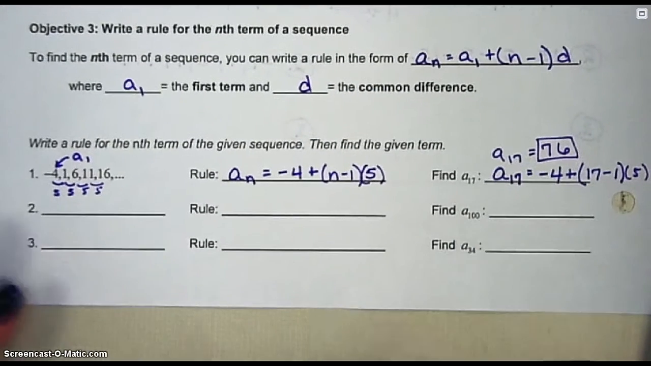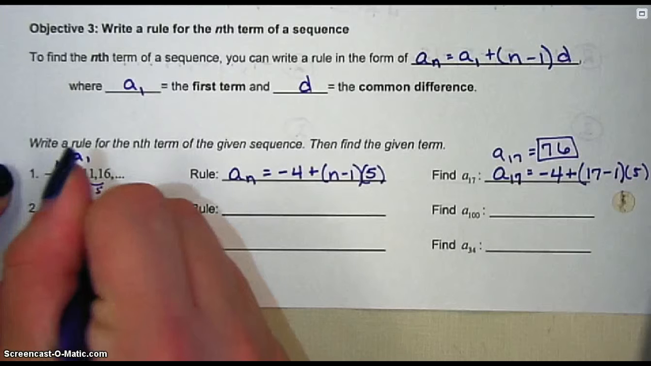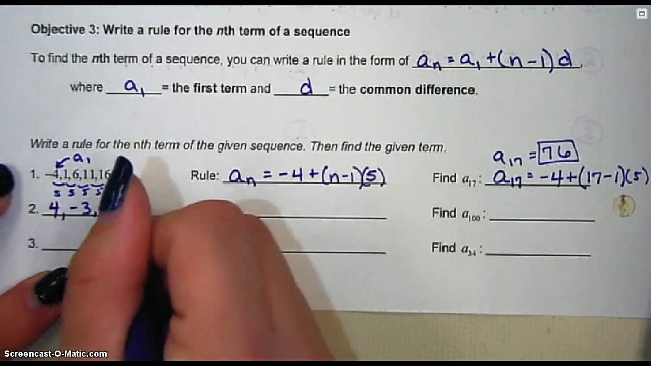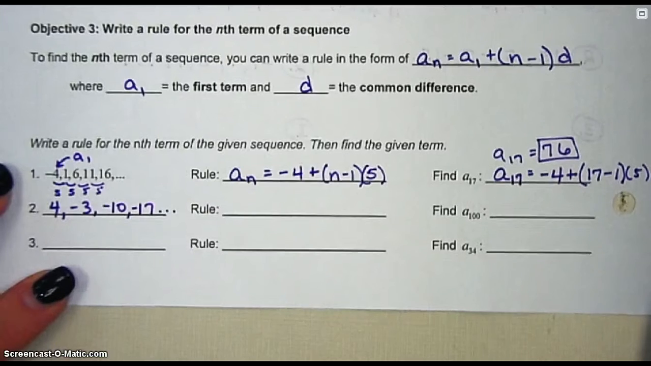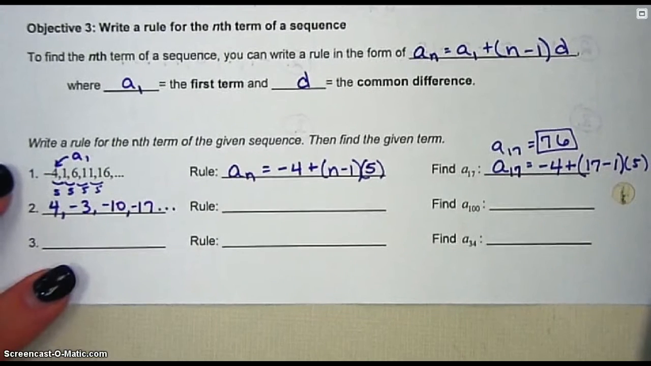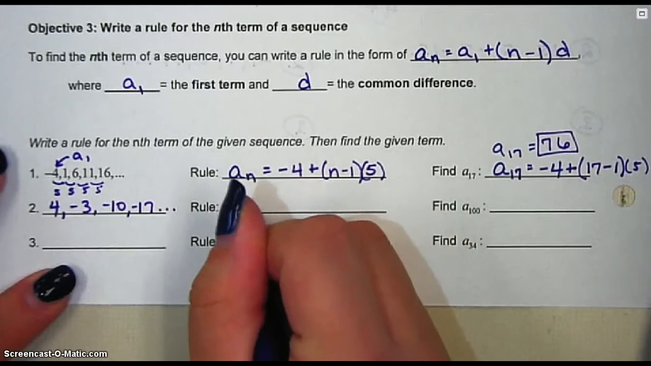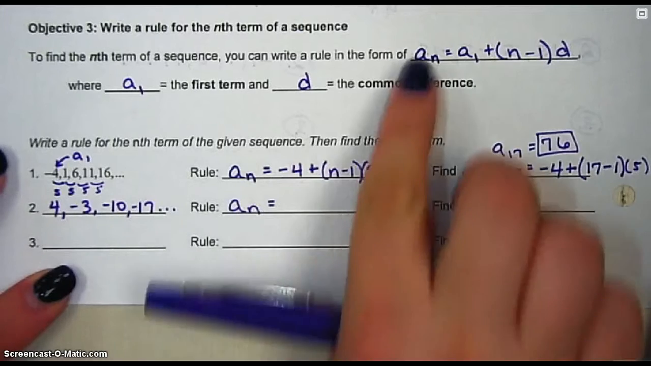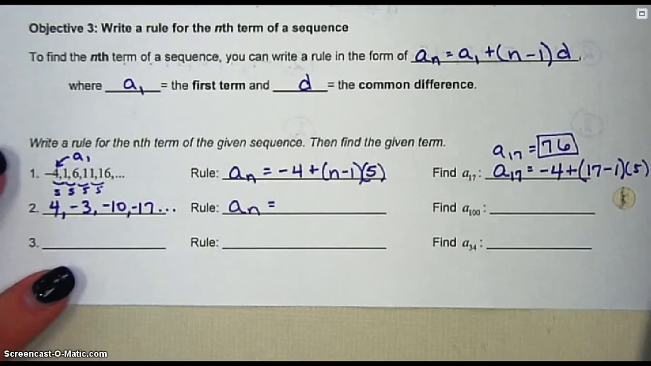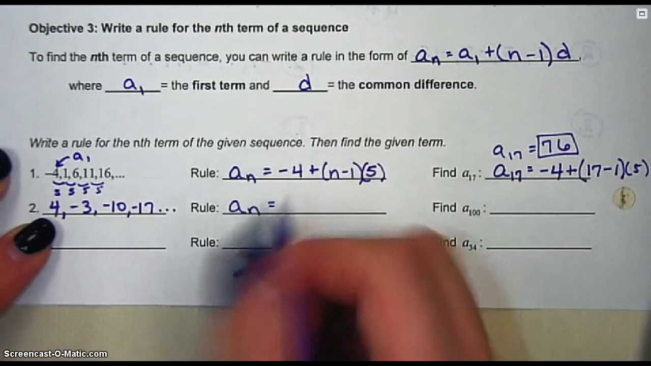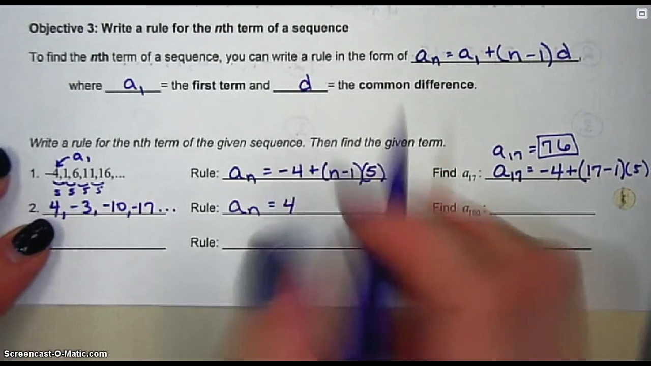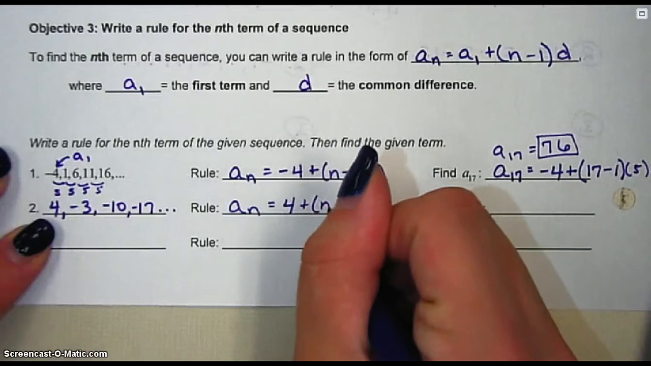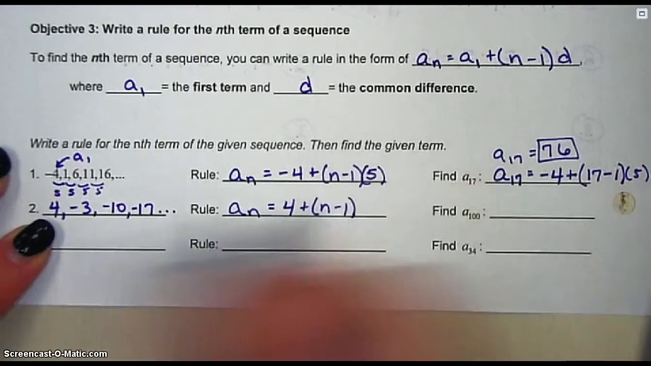All right, let's try number 2. 4, -3, -10, -17, and so on. So we're writing our rule. The first thing we write down is a sub n. That's like our y. Then a sub 1 is our first term. So since 4 is the first term, I'm going to write 4 plus n minus 1 stays right there in parentheses.